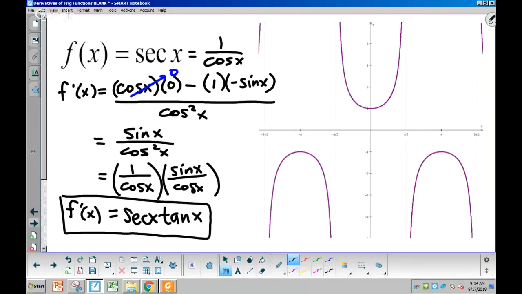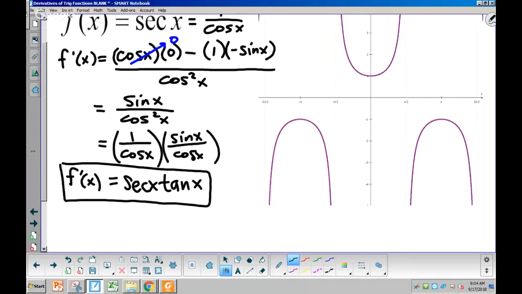Now, what do you do when you go to the beach? You seek tans, don't you? That's how I remember that. Seek tans. If you were a betting person, what do you suspect the derivative of cosecant might be? If you follow the pattern. Negative cosecant x, cotan x. Let's see if it's true.